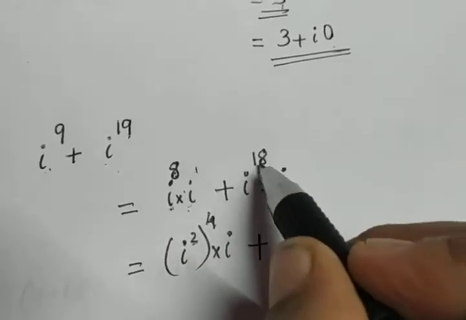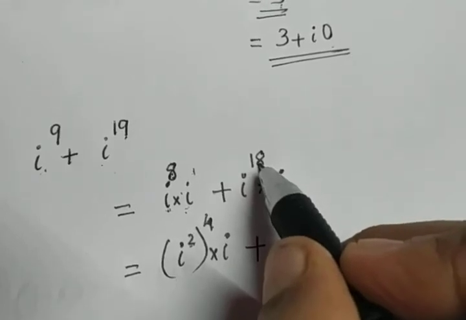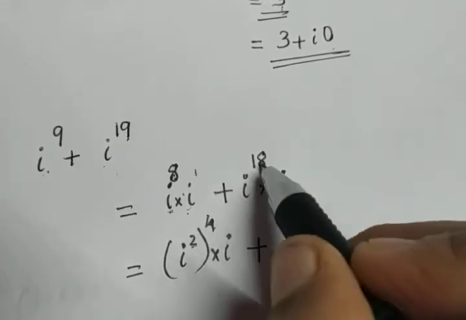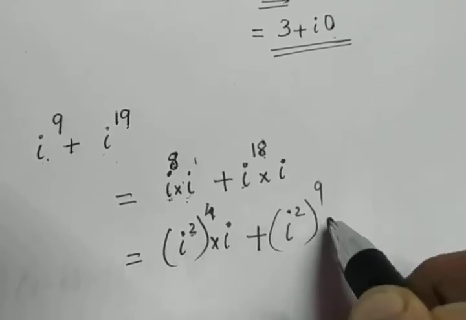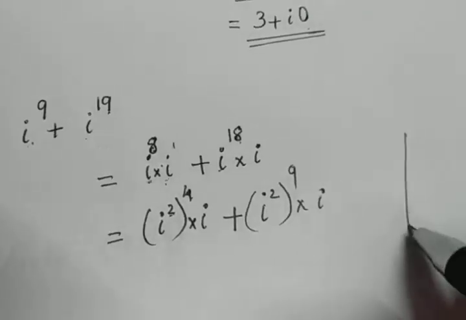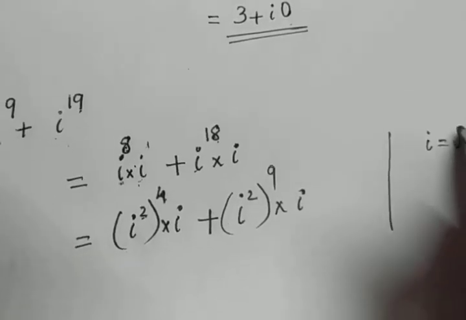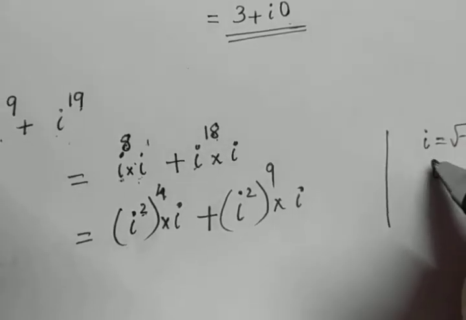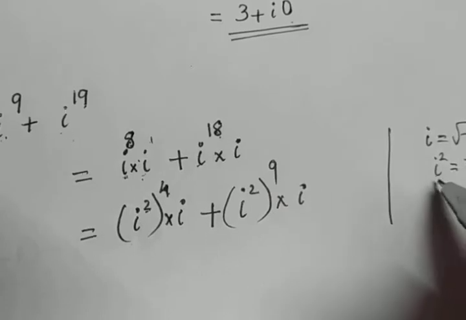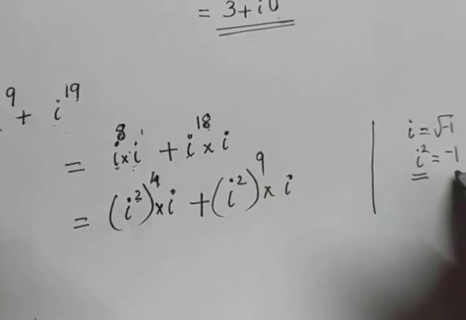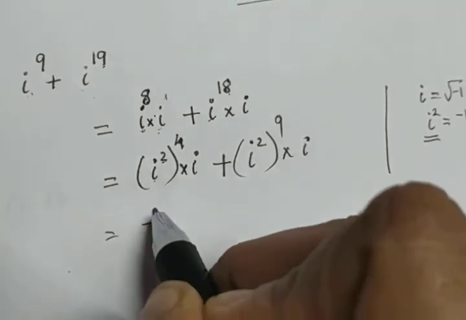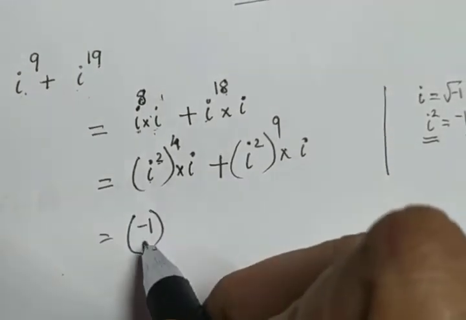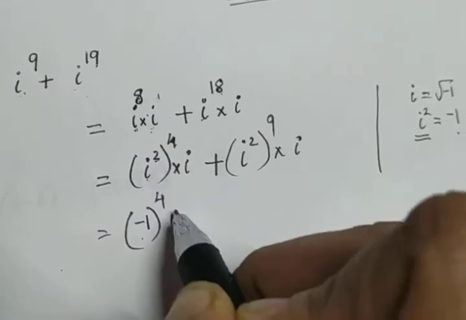For the second term, what we have to do is take the half of 18. Half of 18 is 9. So how can we write i raised to 18? i square raised to 9 into i. Okay, again we have the value i is equal to root of minus 1, that is a standard value, and i square equals minus 1. So wherever i square is there, we can substitute the value minus 1. So here we can see i square, so instead of i square I put the value minus 1 raised to 4 into i.